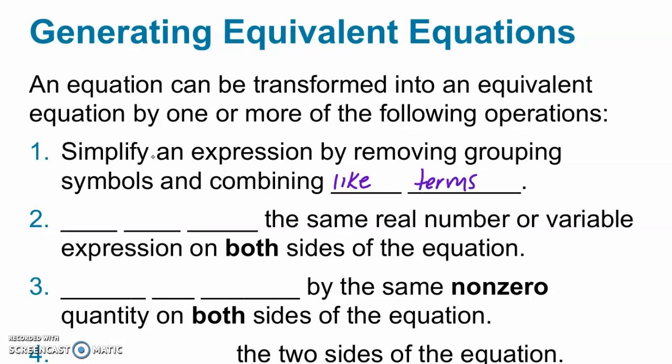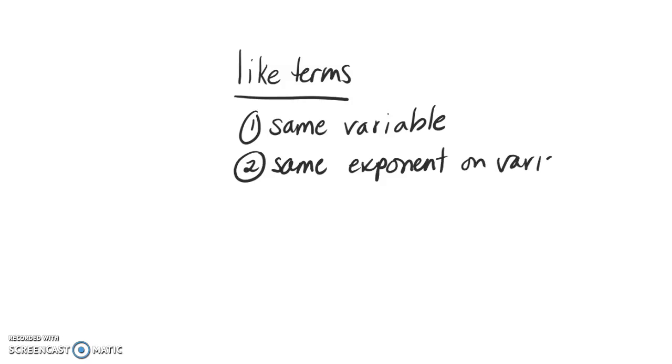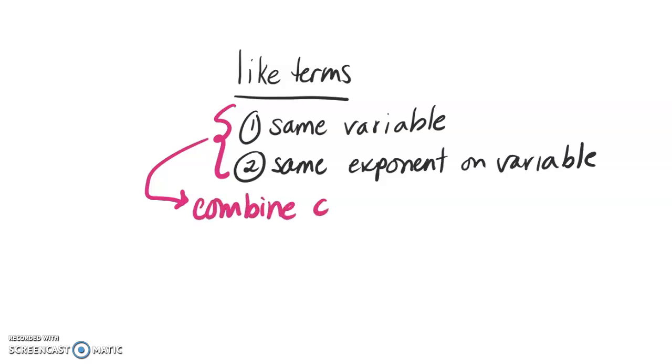So what do they mean by like terms? What does it mean to have like terms? So like terms, those are terms that have the same variable and the same exponent on that variable. If you have both of those happening, then you have what are considered like terms. And what you can do is you can combine their coefficients.